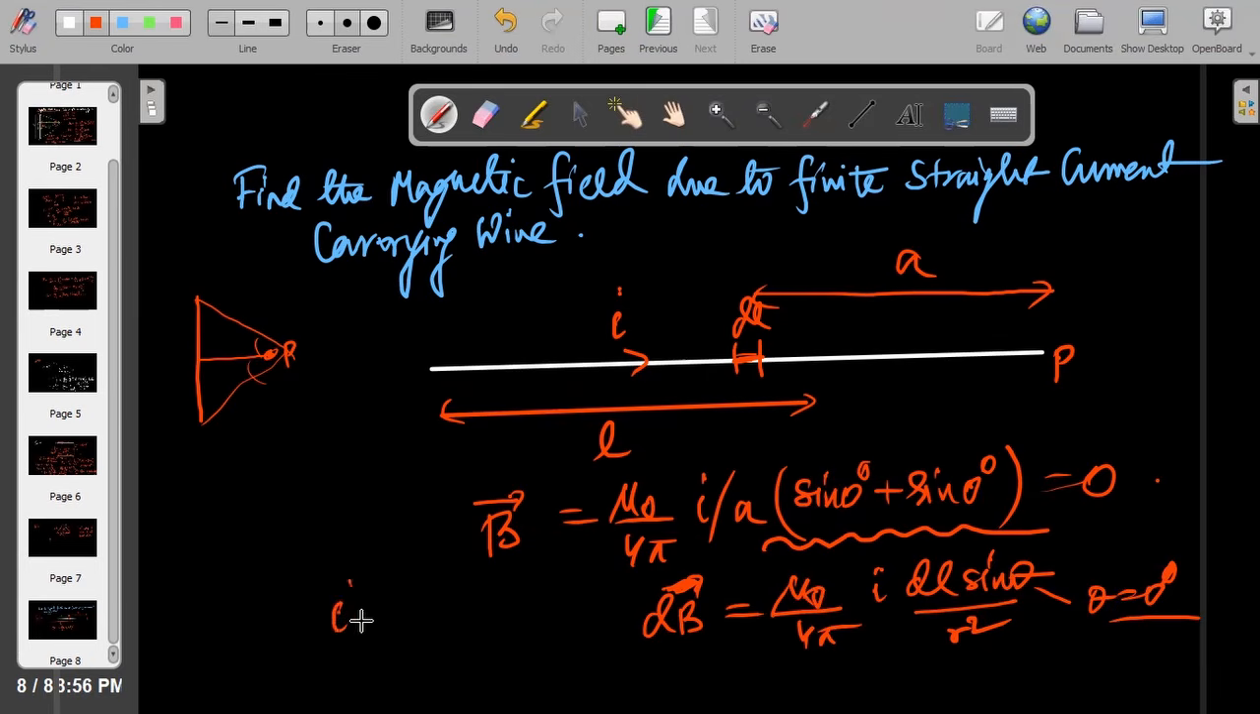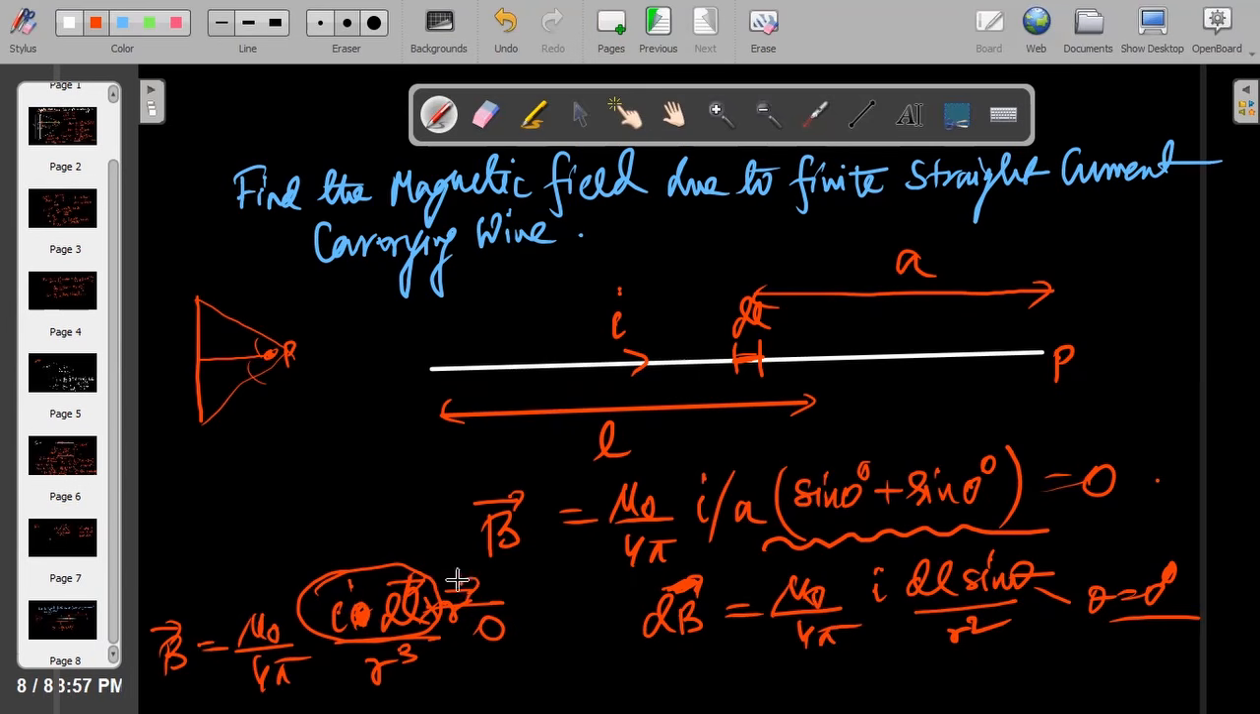Or you can write it in the vector form, mu naught by 4 pi, I dl cross r by r cube. Sorry, it is dl cross r, and this is I. These terms will be 0 because dl cross r is nothing but 0. So we get the same thing: there is no magnetic field along the straight current carrying wire.